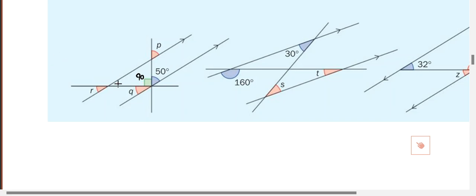Yeah, 140, because these angles are all on a straight line, so they're called angles on a straight line, supplementary. So we've got 50, 90 is 140. That makes that 40. Okay? So a couple of ways to do it.